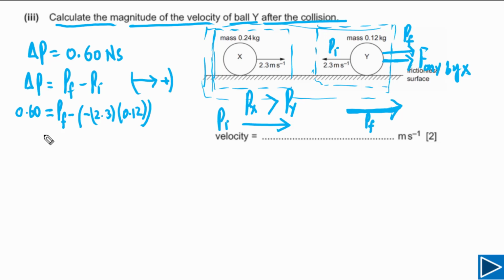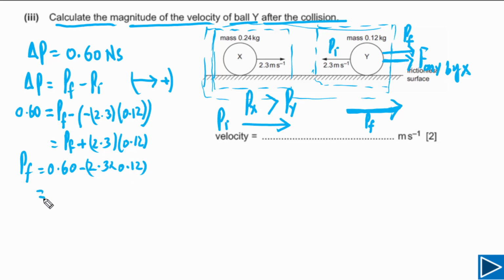And now simply we need to simplify this. If we simplify this one, we can simply write down this is p final and this will be plus 2.3 times 0.12. We need to calculate p final. So p final from here we can say that this will be 0.60 minus 2.3 times 0.12. If you do these calculations, the final answer will be 0.324 Newton second. And this is the value of the final momentum of ball y.